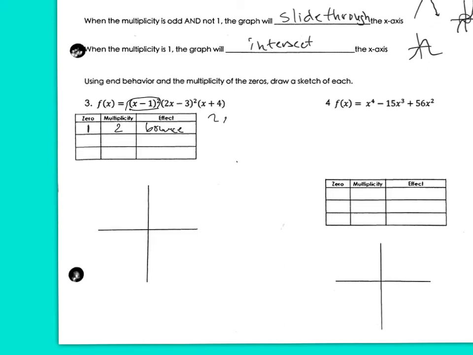This one, 2x minus 3 equals 0. We get x equals 3 over 2. And so that's your zero. The multiplicity is 2, which again, this is going to bounce. And of course, this x plus 4 gives you a negative 4, has a multiplicity of 1, which means it's just going to go through or intersect, however you want to explain that. It just goes straight through or it intersects the x-axis, like we called it up there.